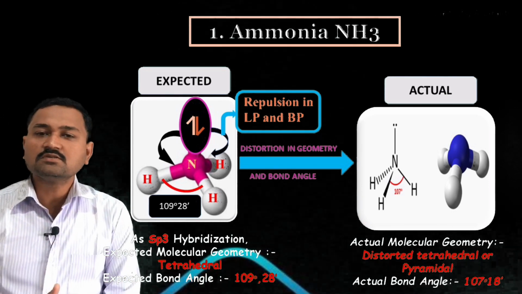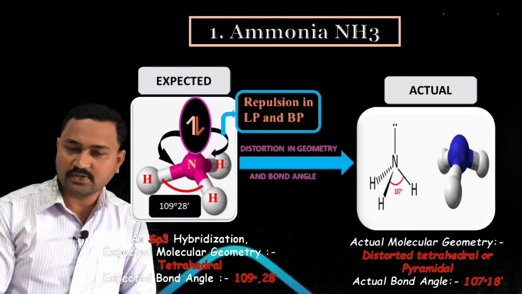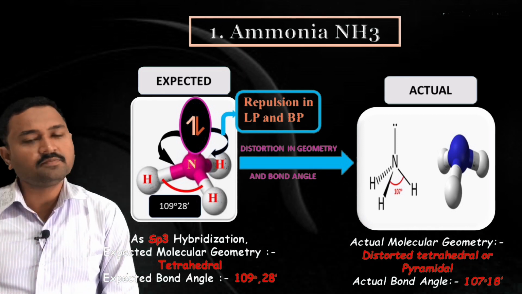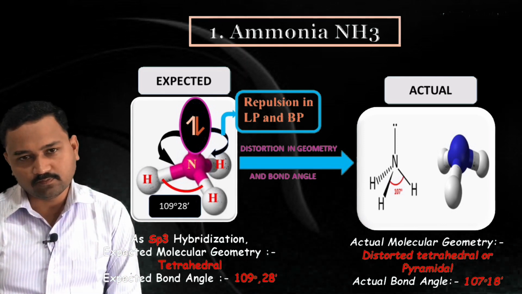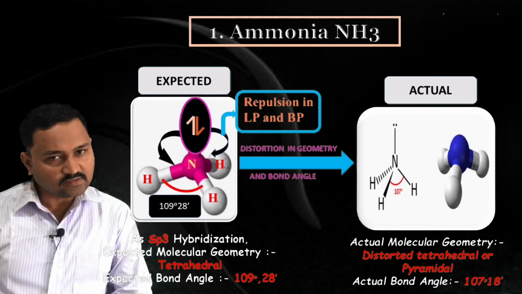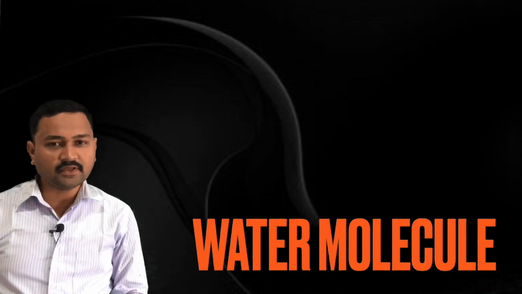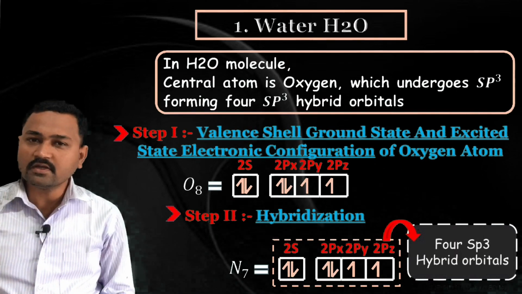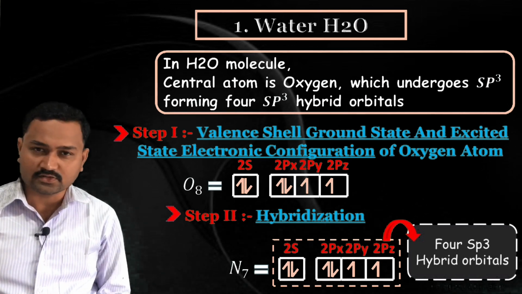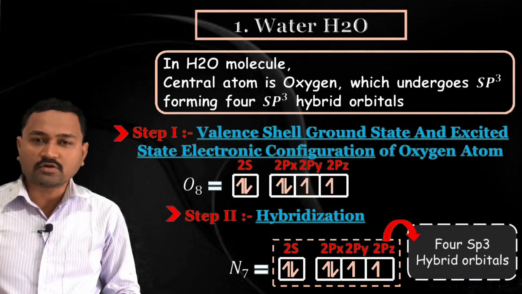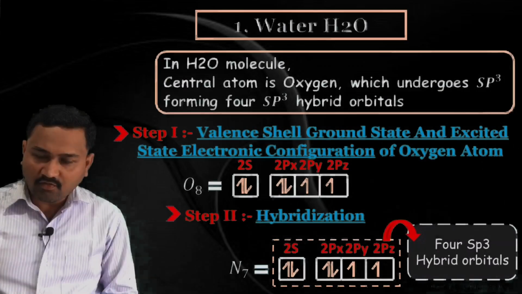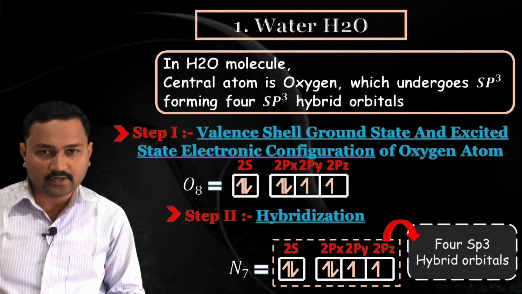So this is the application of the VSEPR theory, by which we are able to predict the exact molecular shape and the bond angle in a molecule, in which the shape of the molecule and the geometry of the molecule are different. Consider the next application with the water molecule. Here in the water molecule, oxygen is the central atom, which is surrounded by 2 hydrogen atoms, and the water molecule formation takes place again by sp3 hybridization, forming 4 sp3 hybrid orbitals.